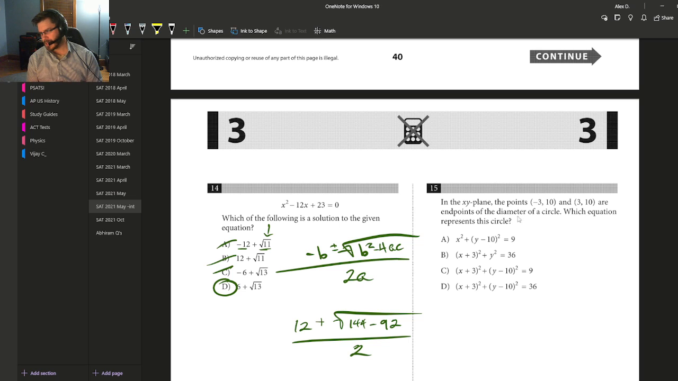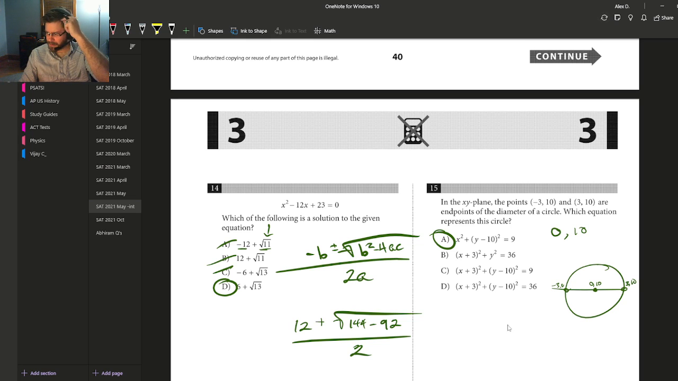Circle equations, always name what you're doing. Looks like we just want to get this in the circle. Okay, so the center of the circle is 0, 10. That's a horizontal line, because the y values are the same. So the center of it's going to be on that same horizontal, -3, 10, 0, 10, and 3, 10. So knowing that it's 0, 10, the answer is A, because nothing else had it, unless I'm looking at that wrong. No, I don't think I am.